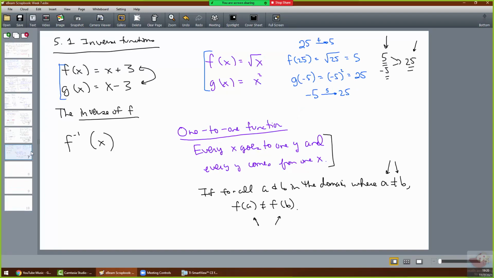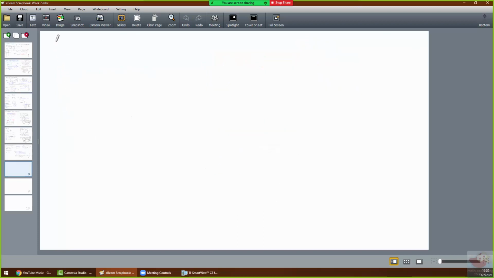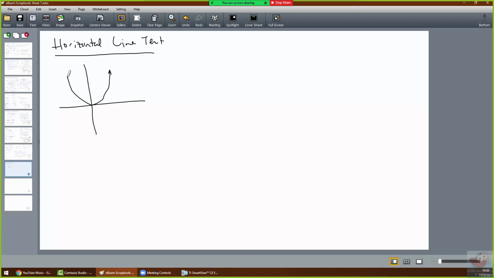So, in order to have an inverse, the function must be one-to-one. How do you know if a function's one-to-one? Well, the stuff in black here is a proof of it, which we don't really get into. We tend to look at the visual end of it, and the way you can do that is what's called the horizontal line test. So we know that the vertical line test finds functions. The horizontal line test finds one-to-one functions.